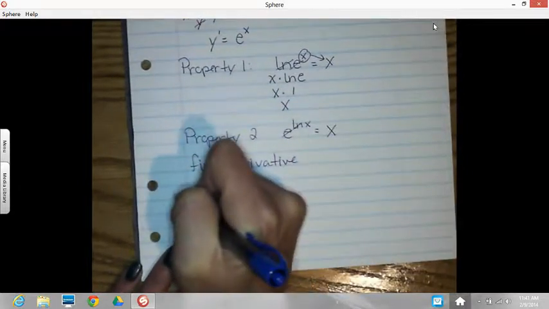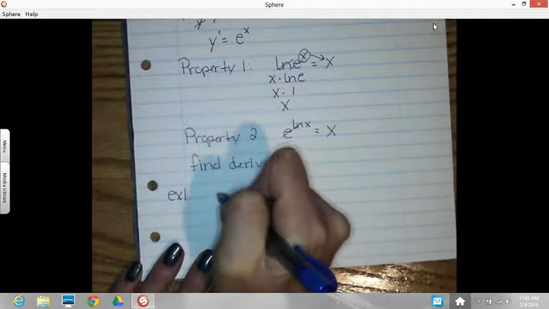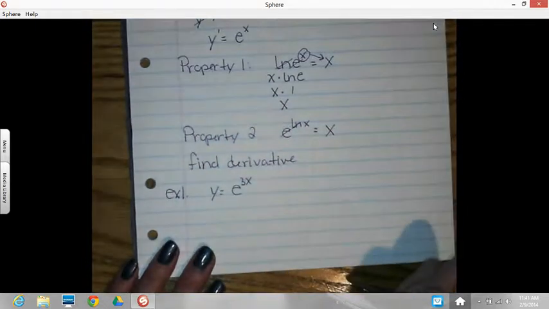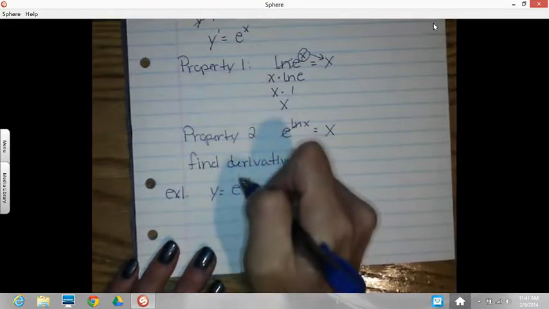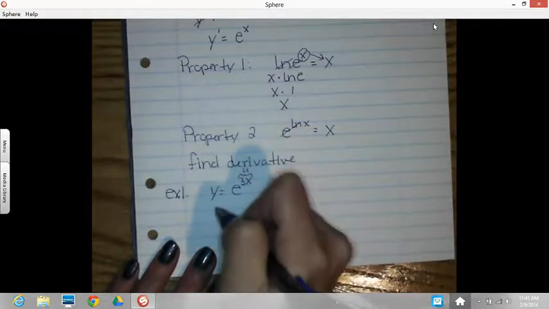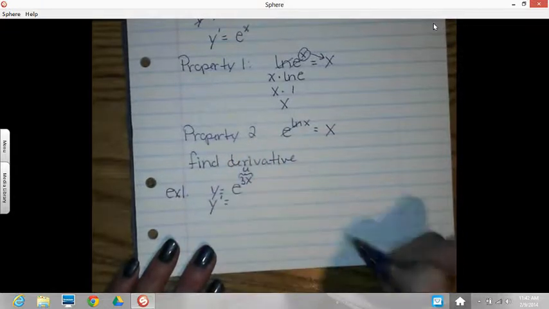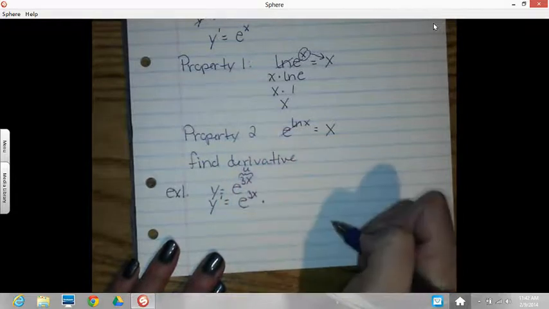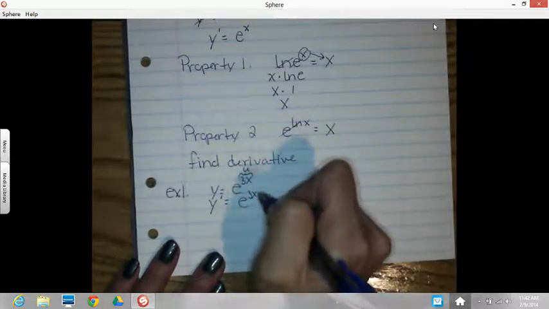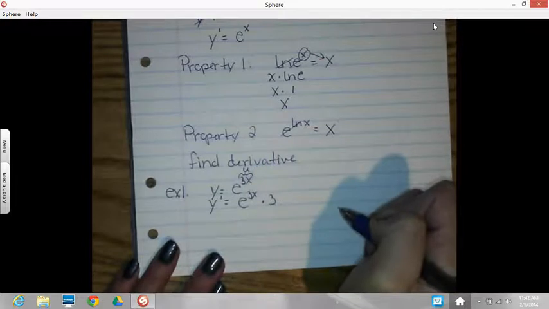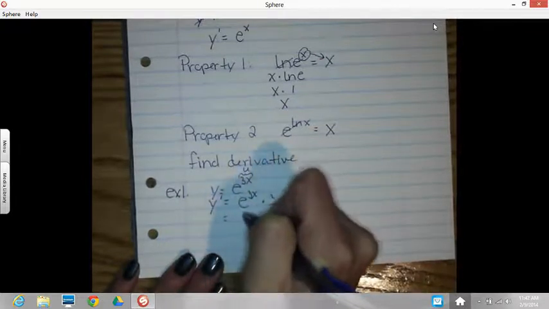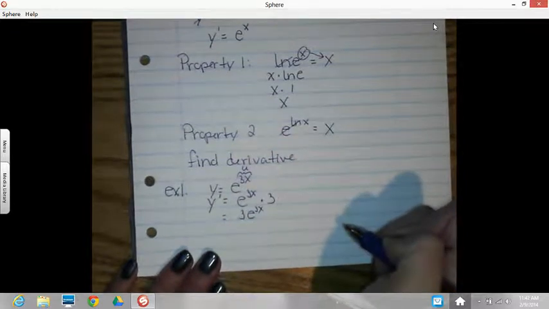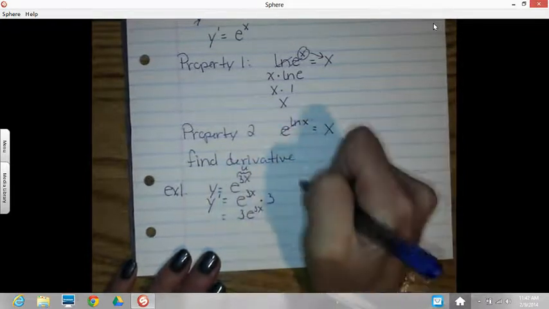Example 1. I've got y equals e raised to the 3x. Think of it as e to the u. This whole thing is my u. Derivative of e functions are itself multiplied by the derivative of the u. The derivative of 3x is a 3. And typically we write the number in front, so it's 3 e to the 3x. So it's itself times the derivative of the u.